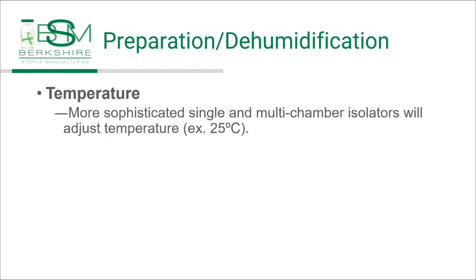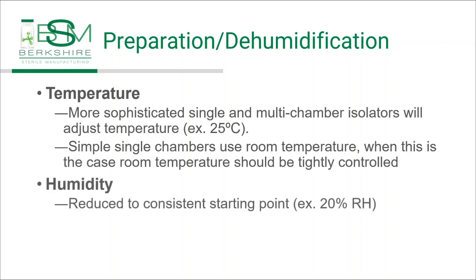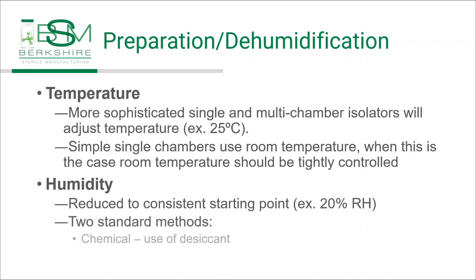Now let's talk about the preparation phase. More sophisticated single and multi-chamber isolators will adjust temperature, usually to about 25 degrees centigrade. Simple single chambers use room temperature. When this is the case, the room temperature should be tightly controlled. Humidity is reduced to a consistent starting value, usually about 20% relative humidity. If you start off, especially with dry cycles, with the humidity too high, you're going to get condensation and not the cycle that you would hope to have in there.